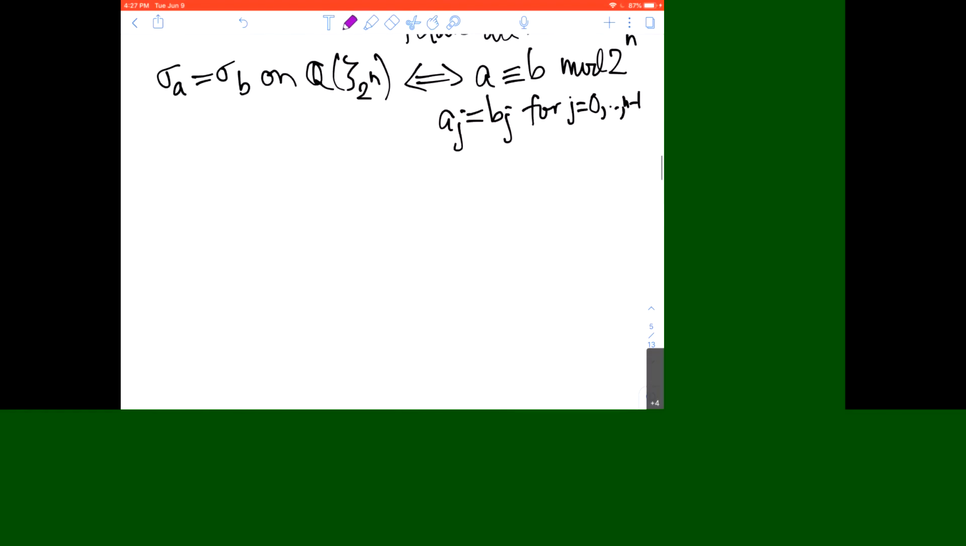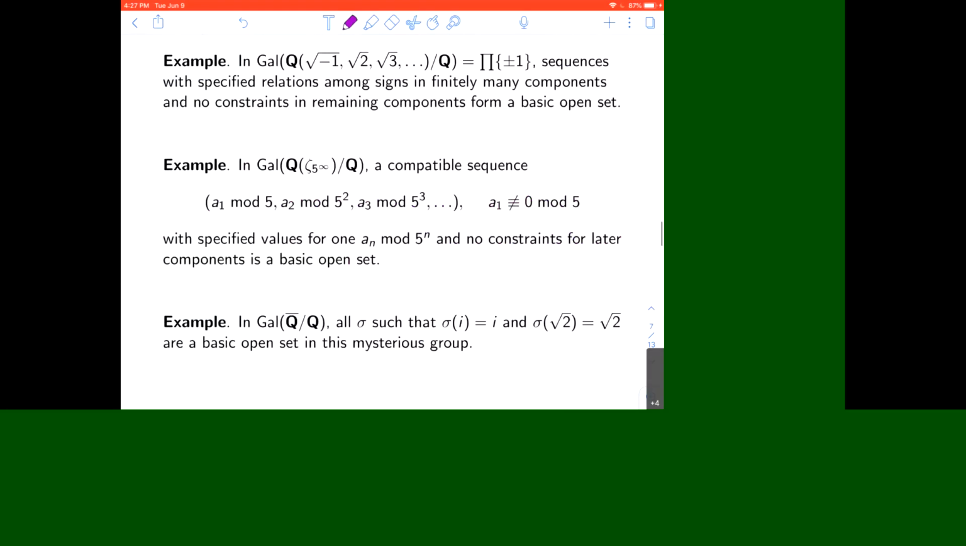So a basic open set in this product space amounts to fixing a finite number of square roots and then saying what the signs have to be on those square roots, not necessarily independently, but maybe together. Like, to fix Q join root 6, the components in root 2 and root 3 have to be equal, whether they're both 1 or both minus 1, and I don't care what happens anywhere else. Independent choices. And so that's what a basic open set looks like, and it's just like basic opens for the product topology. A countable product of plus or minus signs. Okay, so that's interesting. Let's look at the 5-power cyclotomic extension.